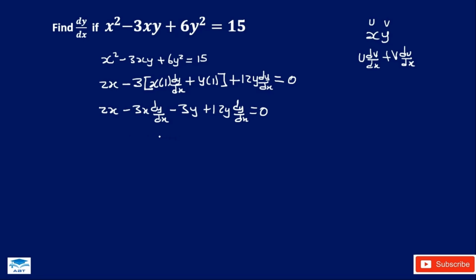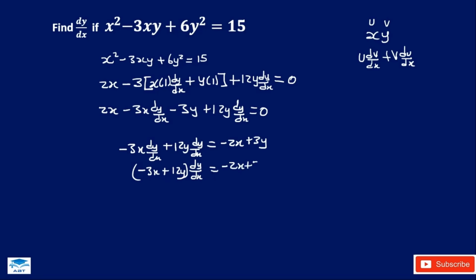So we group like terms and we are going to make dy dx the subject. So we have negative 3x dy dx plus 12y dy dx is equal to, we send this one to the other side of the equation. We have negative 2x and this is positive 3y. And we factorize dy dx and we have negative 3x plus 12y is equal to negative 2x plus 3y.